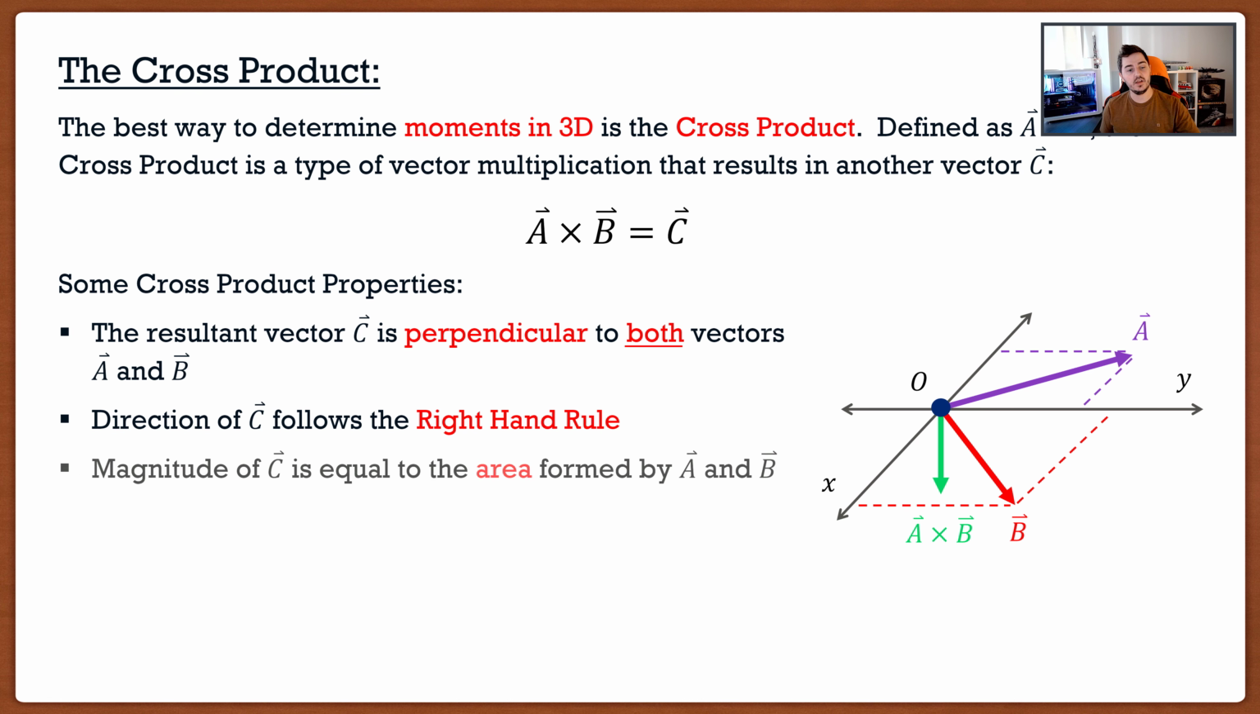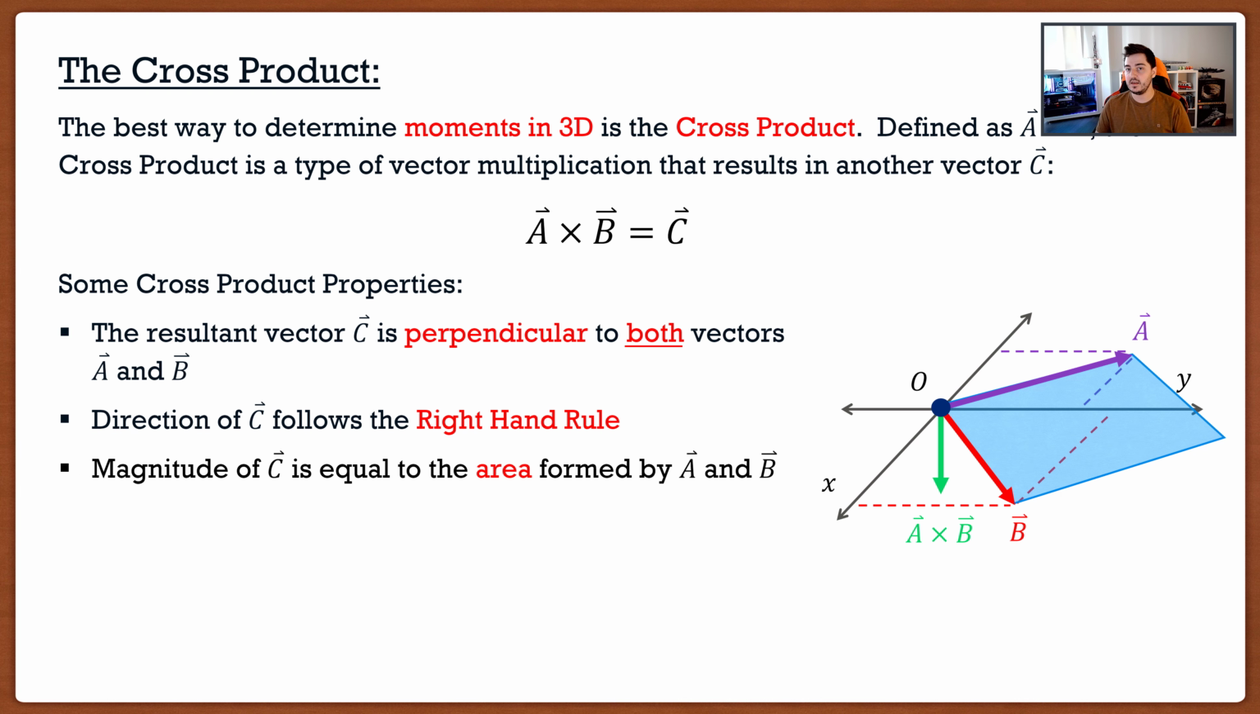Now, this is actually very important, and it leads to the next property, which is that the magnitude of this resultant is equal to the area formed by vector A and vector B. This isn't something you're really going to utilize, but it's going to make the proof that we present on the next page rather simple. So if we have vector A and vector B together and we cross them to get vector C, the magnitude of C is going to be equal to the area of this parallelogram formed by A and B.